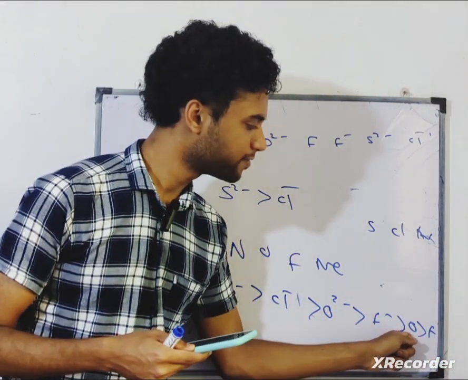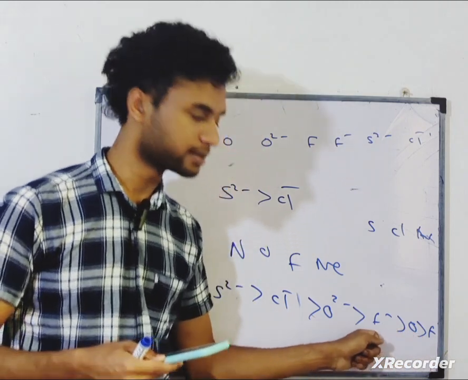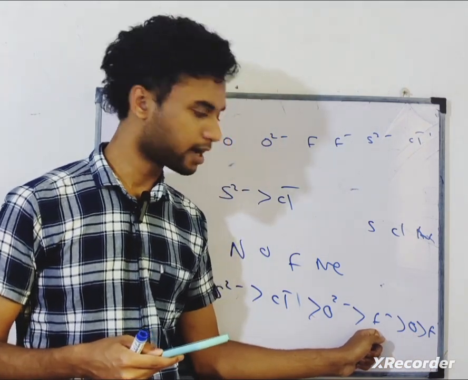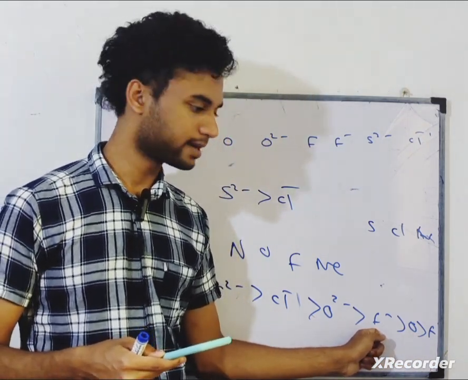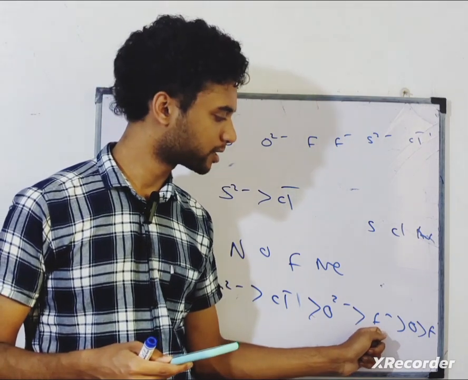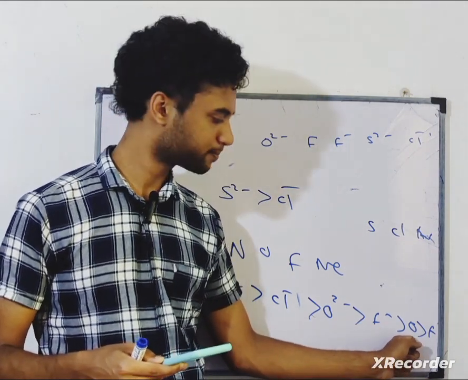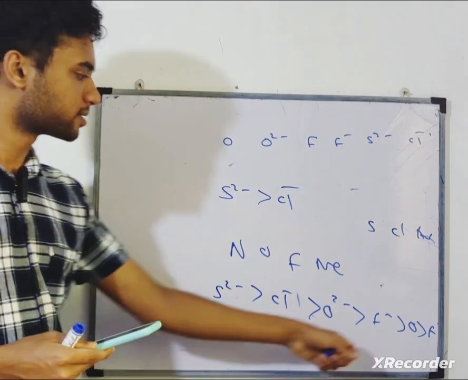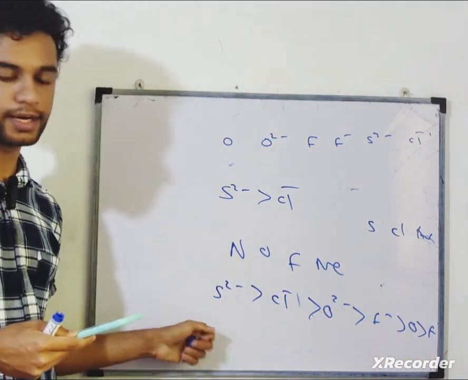Oxygen should have an atomic radius greater than fluorine, not F minus. F minus has a higher shielding effect, and it is an anion. Therefore, it has a higher atomic radius compared to oxygen. Is that clear? Right. So this is the answer. You can understand this really well. Right. Let's come to the seventh question now.